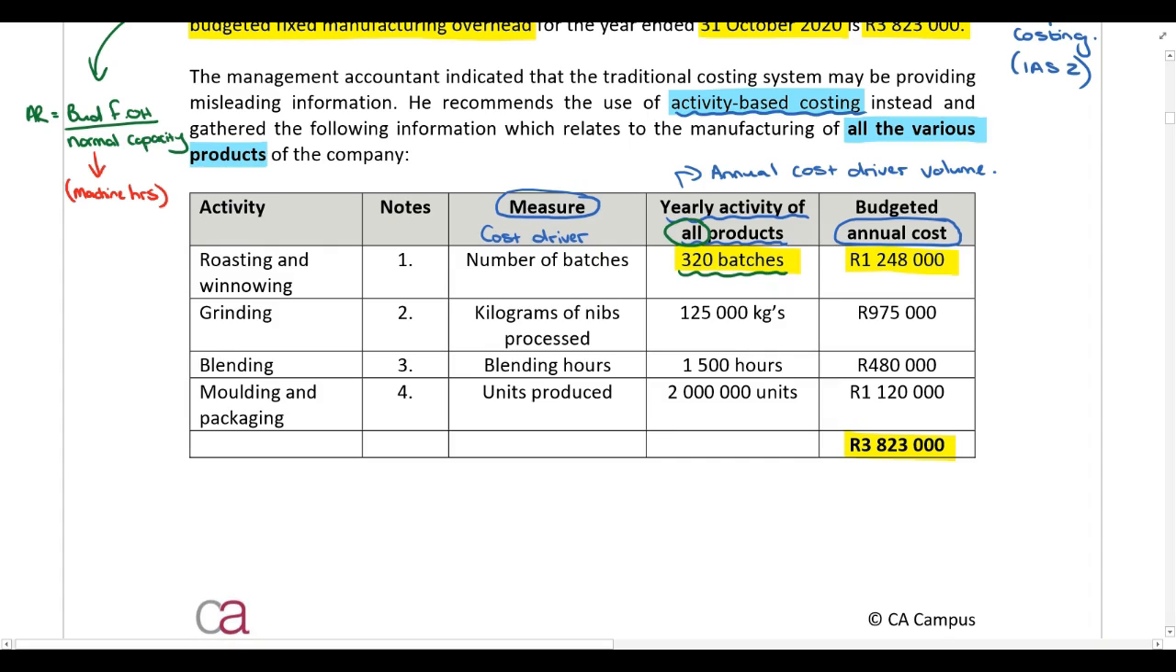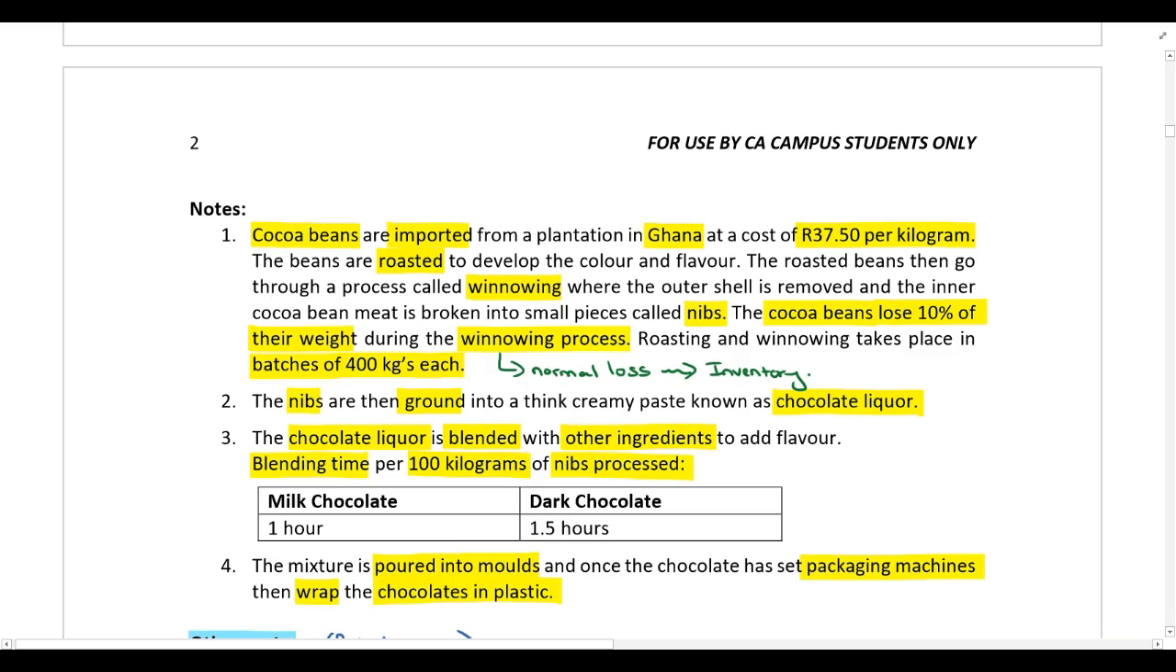So once again, let's just go and read through the information provided in note 1. We know that the cocoa beans are imported from a plantation in Ghana at a cost of 37.50 Rand per kilogram. The beans are then roasted to develop the color and flavor. And then after that, they go through a process called winnowing, where the outer shell is removed and the inner cocoa bean meat is broken into smaller pieces called nibs. And during this winnowing process, the cocoa beans lose 10% of their weight. We are also told that the roasting and winnowing takes place in batches of 400 kilograms each.